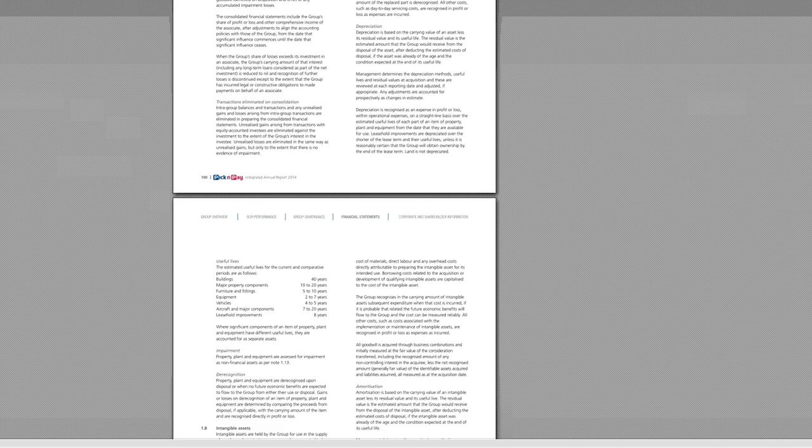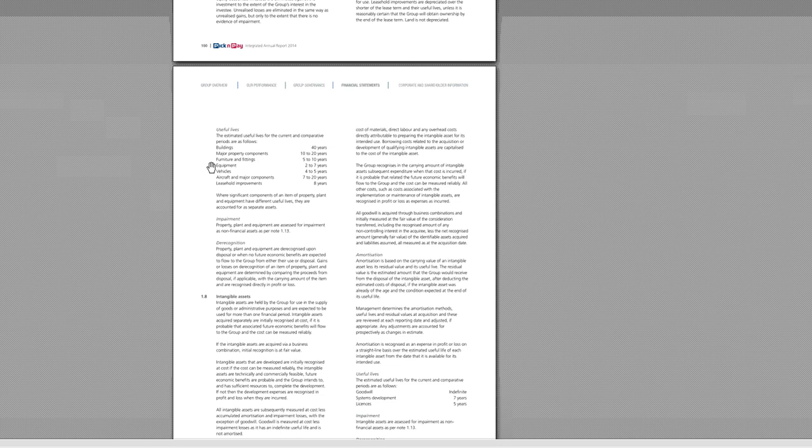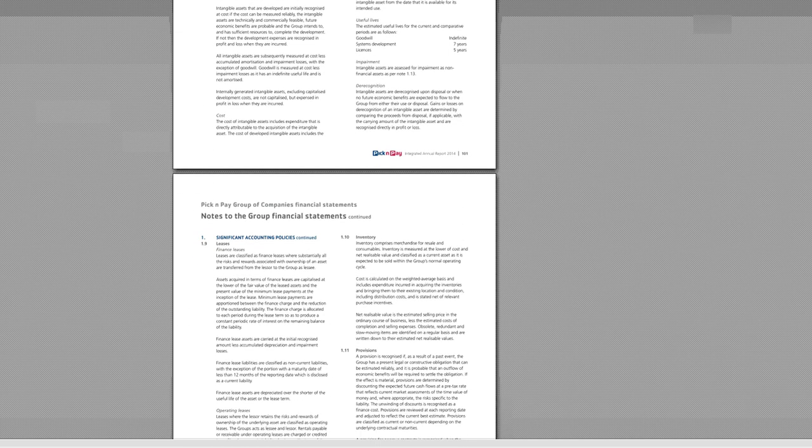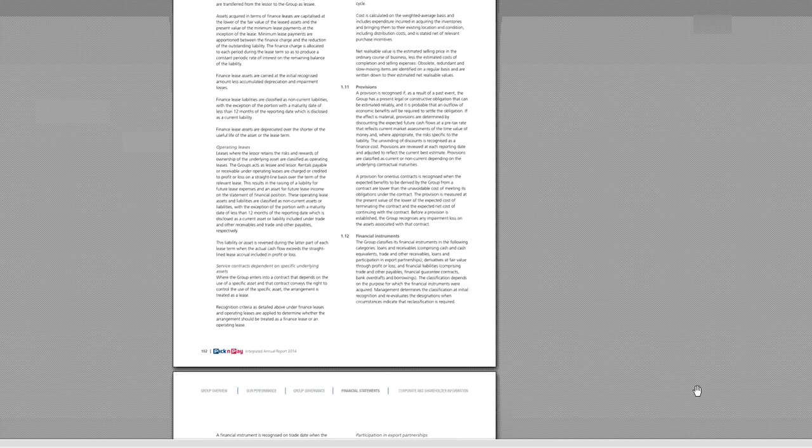So they also have a comprehensive list of notes. Very interesting here is how they show the useful lives of their different types of assets: the buildings and the properties 10 to 20 years, and the vehicles 4 to 5 years, and aircraft 7 to 20 years. They show you here that this is where you will find all the information that we normally apply. They talk about impairments that we will do later. There are intangible assets that we've talked about. So a very comprehensive list of notes here for Pick n Pay.